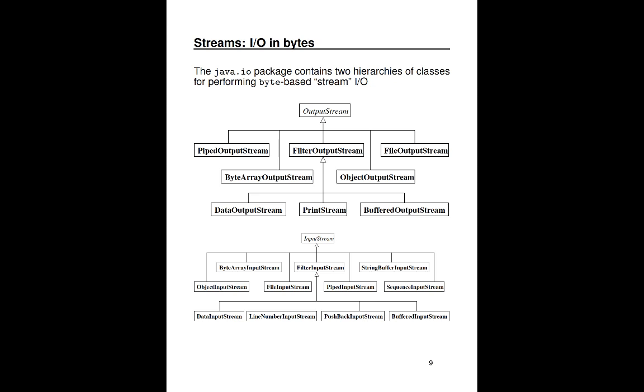At the root of the byte output class hierarchy is an abstract class called OutputStream. And as you can see, there are a number of subclasses of OutputStream that perform various things. We'll take a brief tour of these shortly. There's a corresponding hierarchy of input streams. These are classes that read bytes from some source and do something with it. And if you look closely, you can see that there's kind of a mapping, a matching of output streams and input streams.